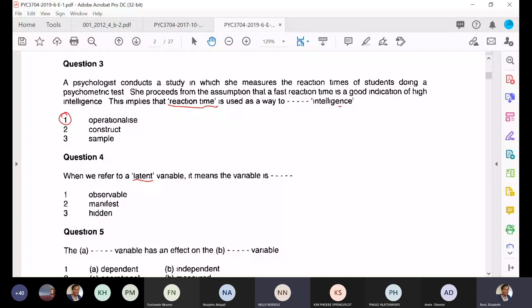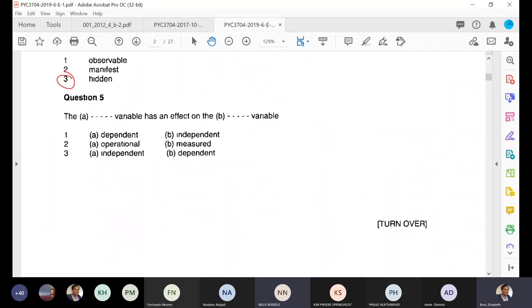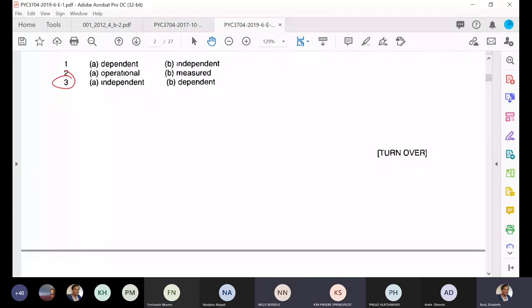Mm-hmm. Hidden. So number four is three. Okay. The independent variable has an effect on the dependent variable. Number three. Number three is correct.